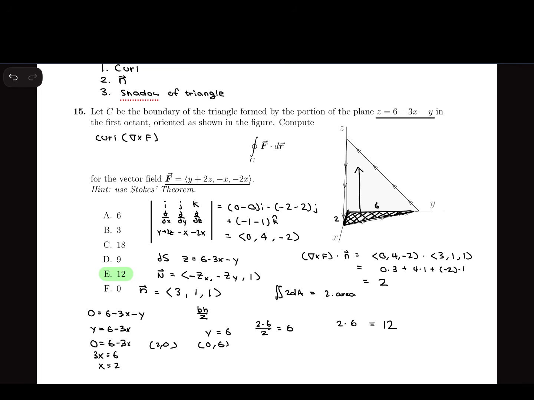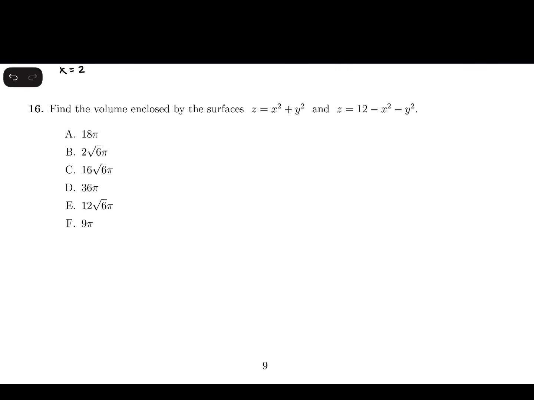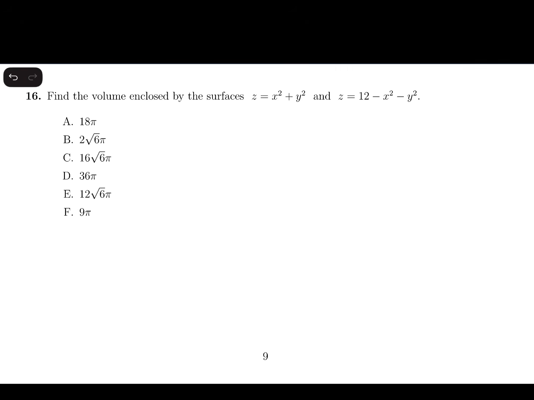All right, moving on to question 16. Question 16 asks us, find the volume enclosed by the surfaces z equal to x squared plus y squared and z is equal to 12 minus x squared minus y squared.